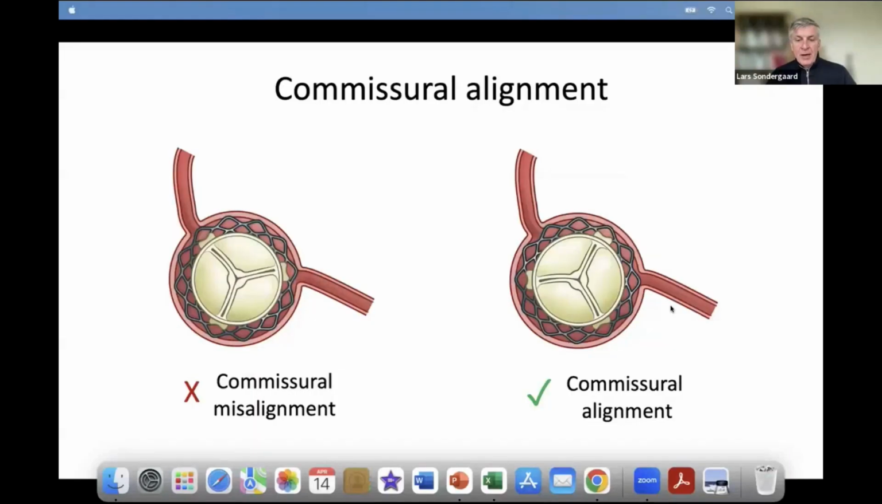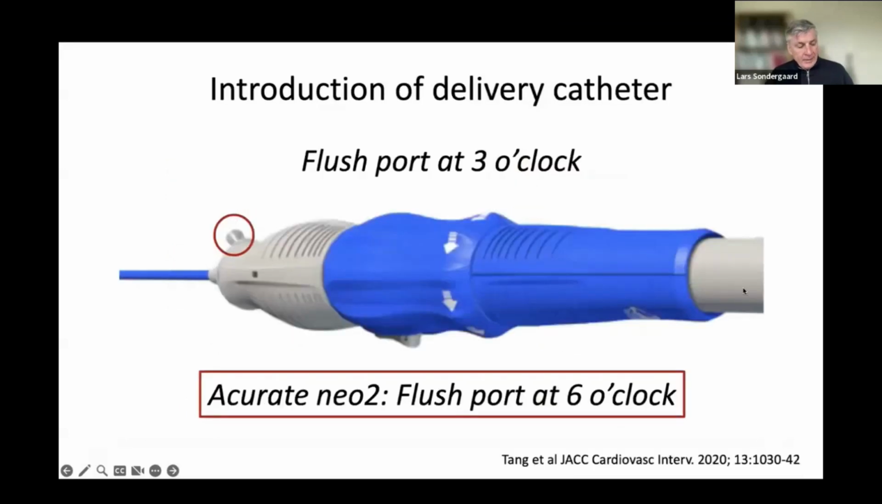And I think quite a few sites are talking about how to have commissural alignment, and I think there can be at least 2 steps to do it. The first one is a very simple one, which was actually introduced by Gilbert Tang: how to introduce the delivery system into the femoral artery. So this is just for the Evolut platform.